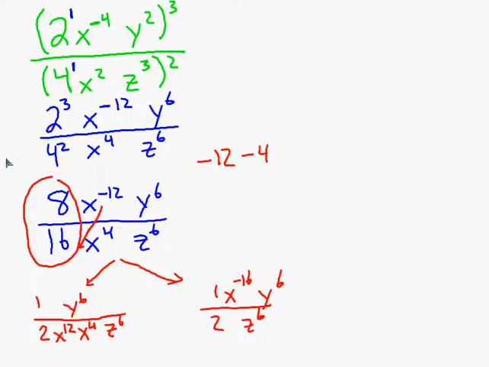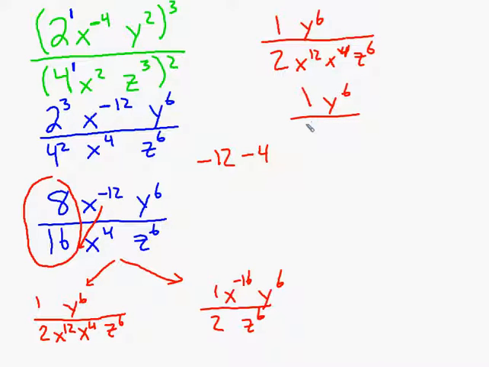And let's go ahead and deal with this one on the left. So the one on the left, I have x to the 12, x to the 4, and z to the 6 on the bottom. What rule can I apply on the bottom? You can add them. I can add them, so I get x to the 16, z to the 6. Okay, done.